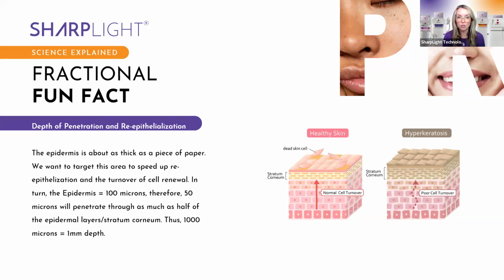So in turn, the epidermis is about 100 microns. So we're going to be talking a little bit about microns here, and I just want to give you a little background. If you haven't ever used the term micron or that measurement, 1 micron is 0.001 millimeters. So 100 microns is 0.1 millimeters. Therefore, 50 microns will penetrate through as much as half of the epidermis or layers of the stratum corneum. Thus, 1,000 microns is 1 millimeter in depth.